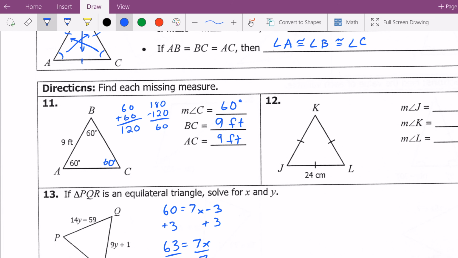To solve for y, we just pick one of the two of the sides to work with. Does not matter which one. I'm going to go with 9y plus 1 and 11y minus 23. Subtract 9y from both sides. It gives me 1 equals 2y minus 23. Add 23 to both sides. And 24 equals 2y. Divide by 2. And we get that 12 equals y.